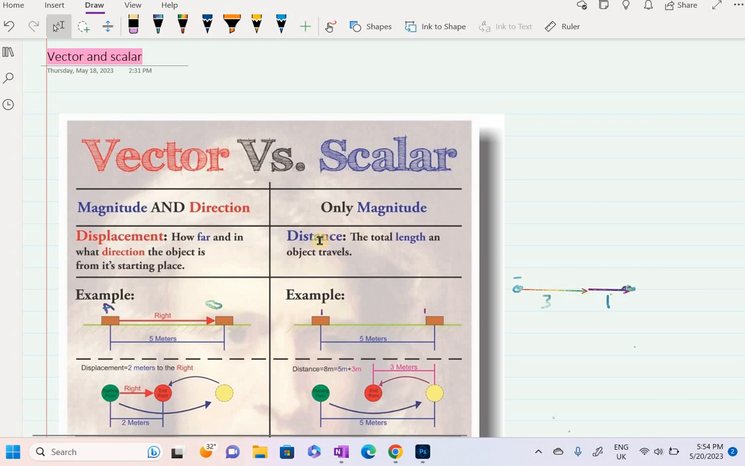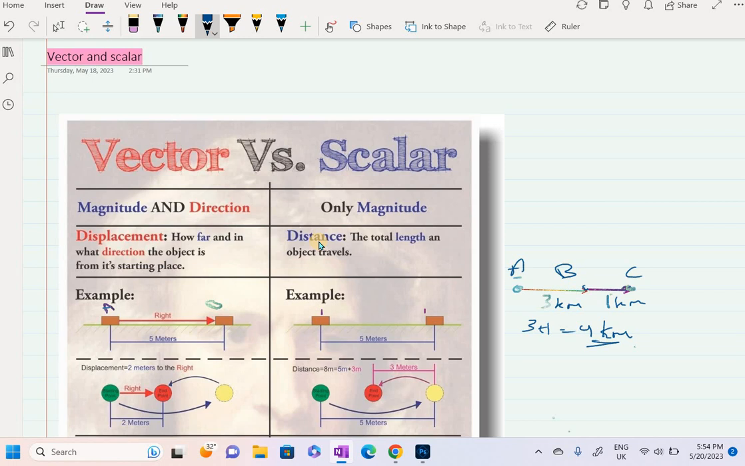For the scalar one, the distance. The distance from A to B here is 3 kilometers, for example. And then from B to C is 1 kilometer. So the total distance here is 3 plus 1, so it will be 4 kilometers. Here we just write the number because distance is scalar.